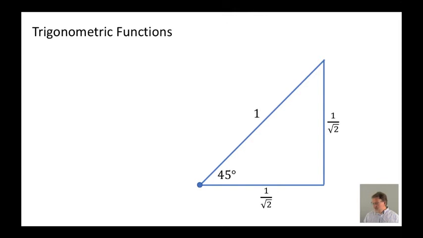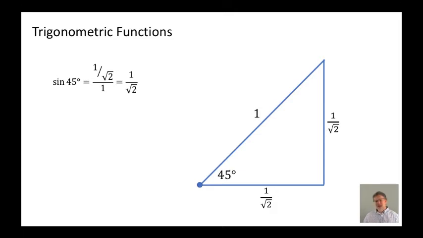The sine of 45 degrees again is opposite over hypotenuse. That's the SO in SOHCAHTOA, isn't it? Opposite over hypotenuse. And so we have 1 over the square root of 2 divided by 1. Well, that's just 1 over the square root of 2, isn't it?